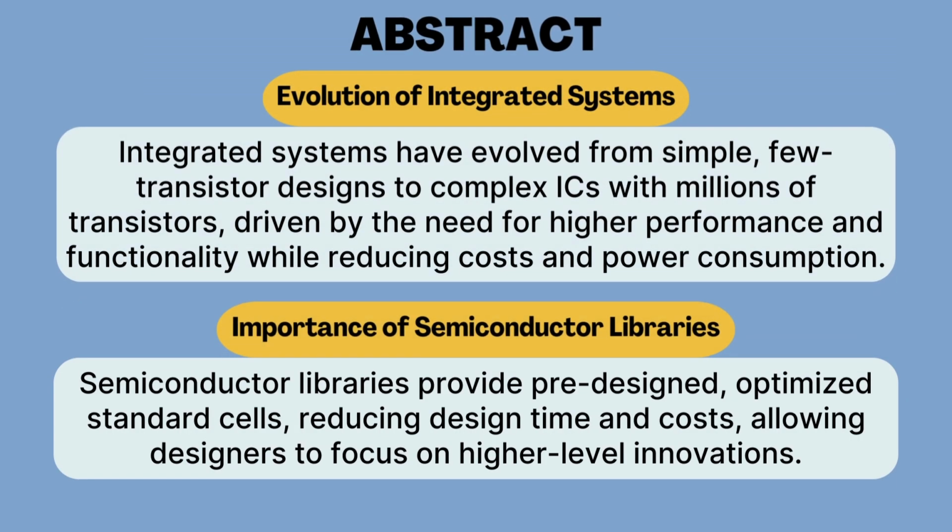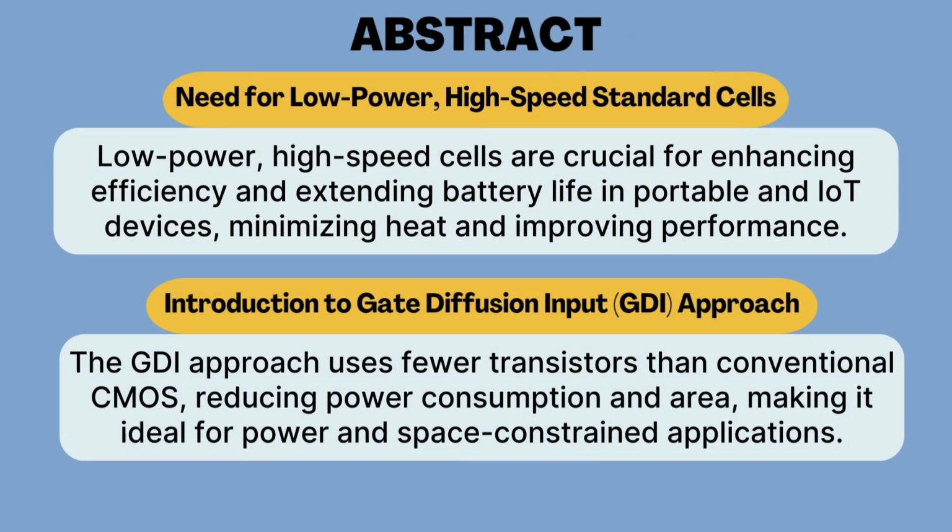First, integrated circuits have evolved from a few transistors to millions, driven by the need for high performance and lower cost. Secondly, semiconductor libraries provide optimized standard cells, reducing design time and cost, allowing for greater innovation. Next, low-power, high-speed cells improve efficiency and extend battery life in portable and IoT devices. Lastly, GDI uses fewer transistors than CMOS, reducing power consumption and area, ideal for power- and space-constrained applications.